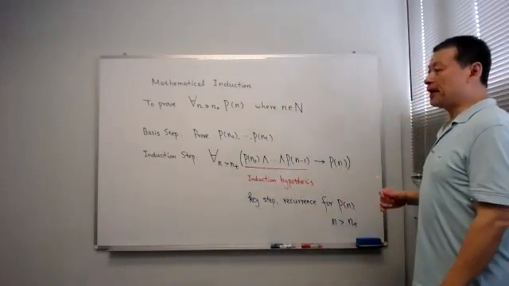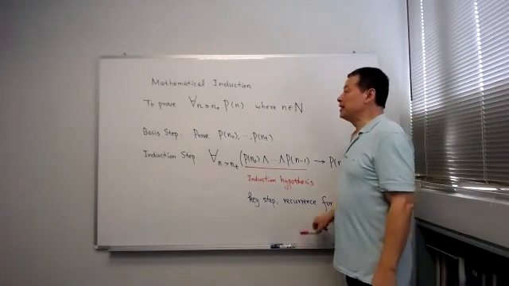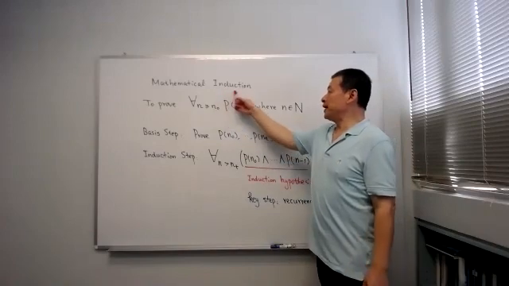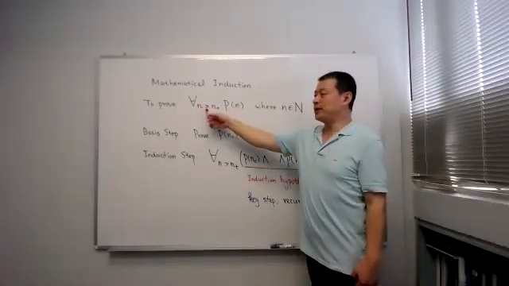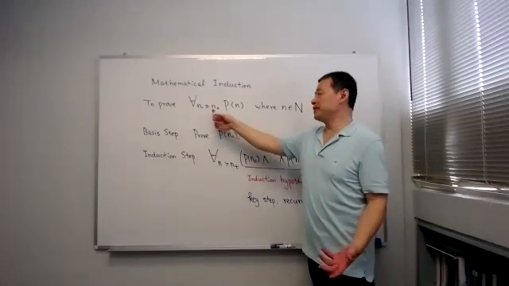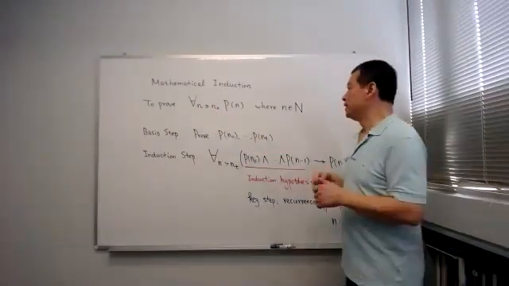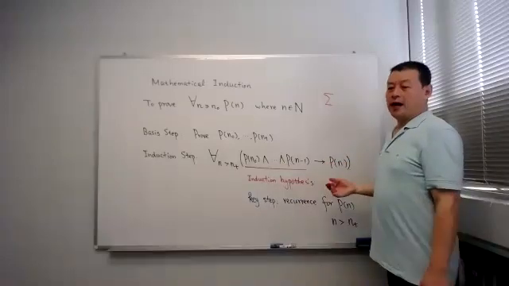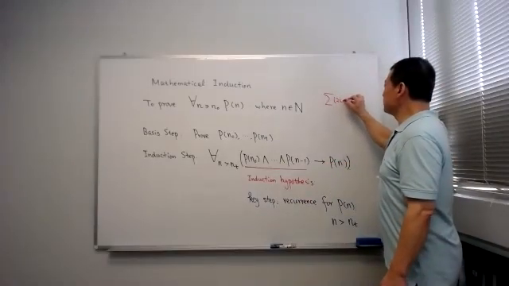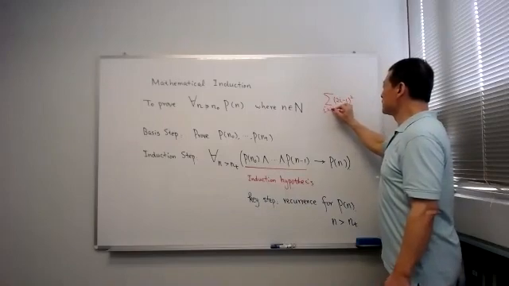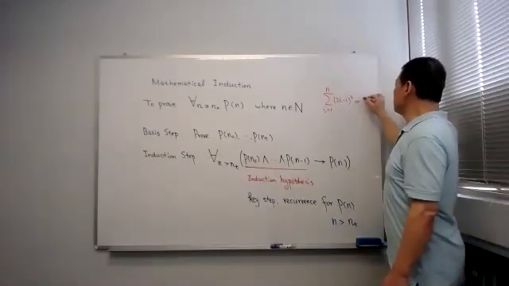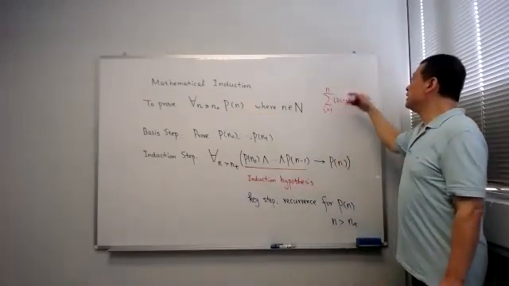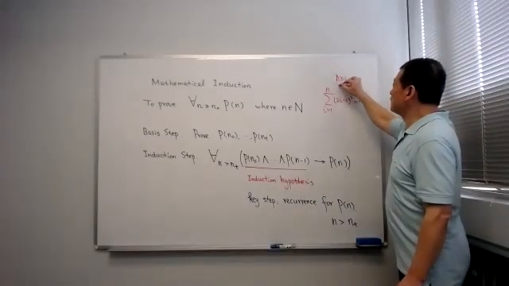So everyone knows that mathematical induction is used to prove a statement for natural numbers. We want to prove a statement P of n for all natural numbers at least n naught. Can be 0, 1, or something, a small number. For example, we want to prove that the summation of the first n odd numbers equals n squared. This statement P(n), we want to prove it for all n at least 1.